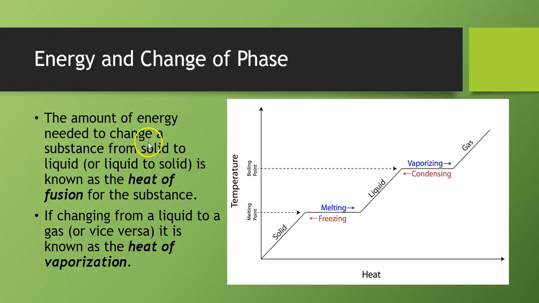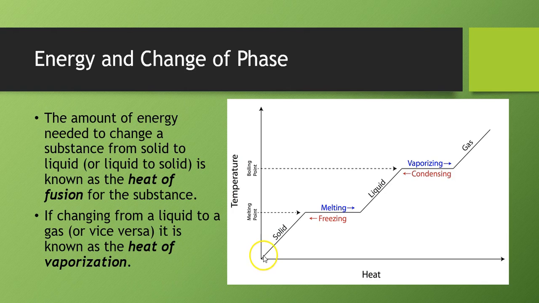The amount of energy that's needed to change a substance from a solid to a liquid is known as the heat of fusion. The amount of energy to change from a liquid to a gas is known as the heat of vaporization. So what this means is that you have a solid object and you're going to add heat to it. You're going to add energy to it.